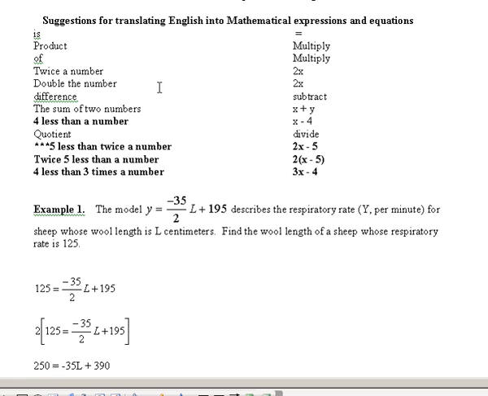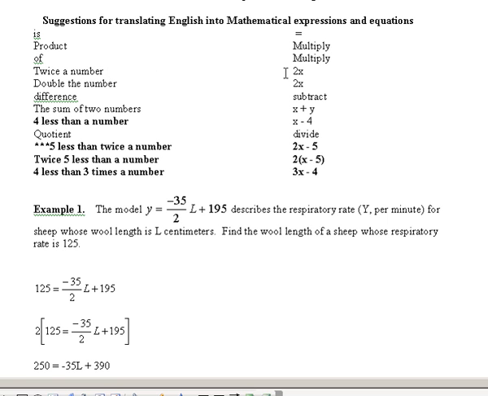You have to convert words over to algebraic expressions, and here's a list of things that may help you. If you see "is" in a sentence, that is the symbol equals. Product means multiply, or "of" means multiply. Like if you hear 3% of 20, that means take 3% or 0.03 times 20.